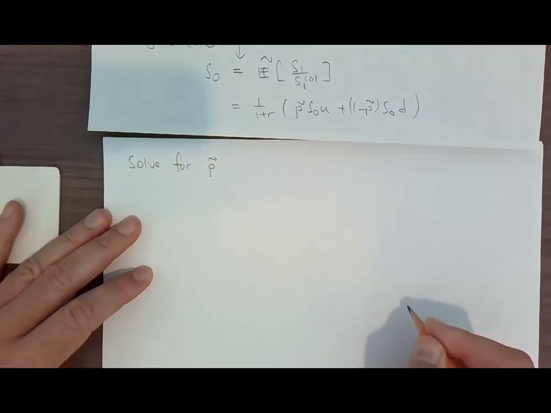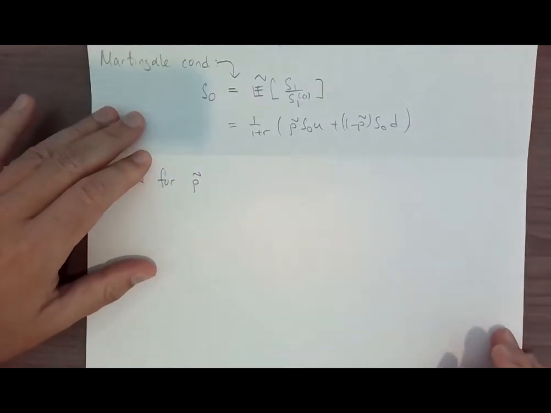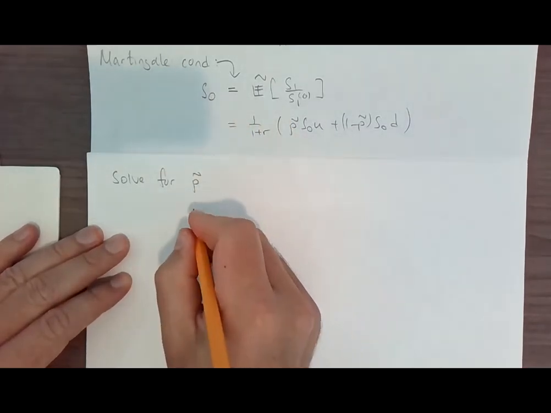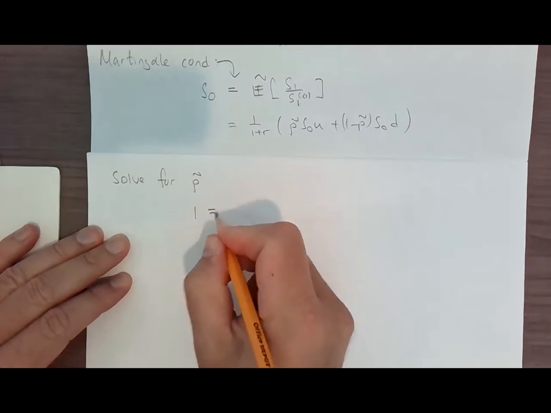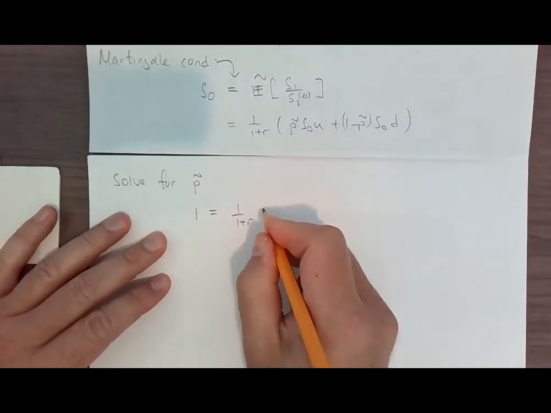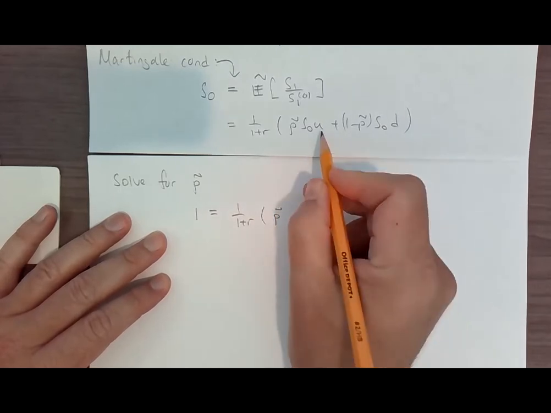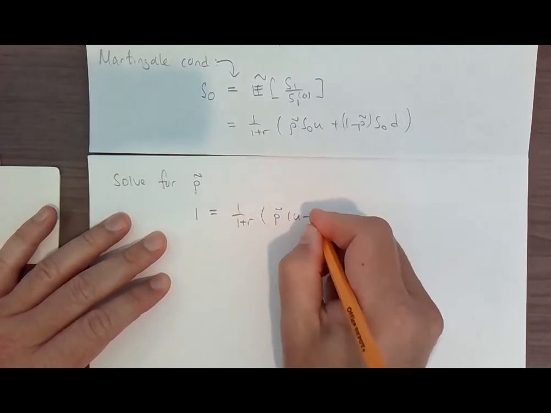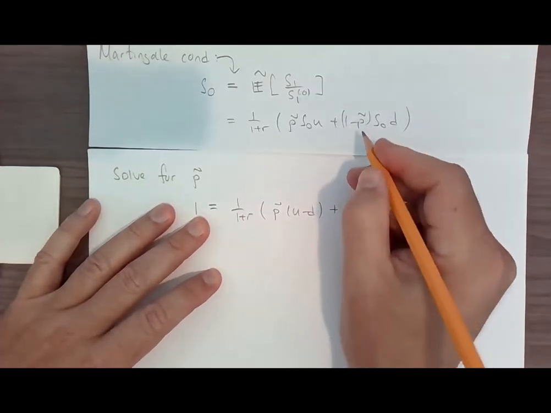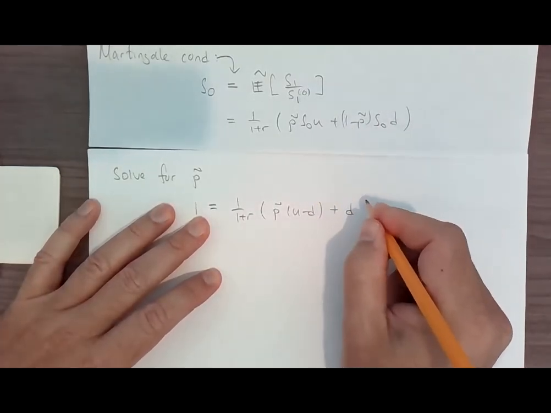You want to solve for p tilde. And what we end up with is, well, you see that S0 is on both sides, so I can cancel that out. I'll have a 1 is equal to 1 divided by 1 plus r. And then on the right-hand side, I'll have P tilde times U minus D plus D.